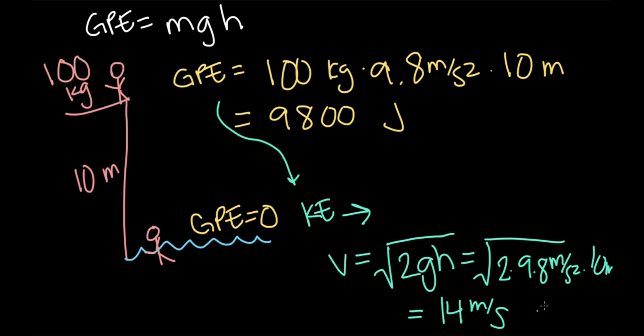Now, does that sound familiar? He actually enters the water with the same speed that his sister did. And this is because the final velocity does not depend on mass. There is no mass dependence, because remember, those masses canceled out. So even though he has more gravitational potential energy at the top of the cliff, he achieves the same speed.